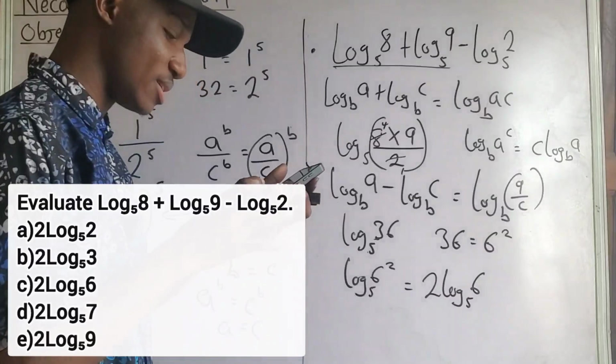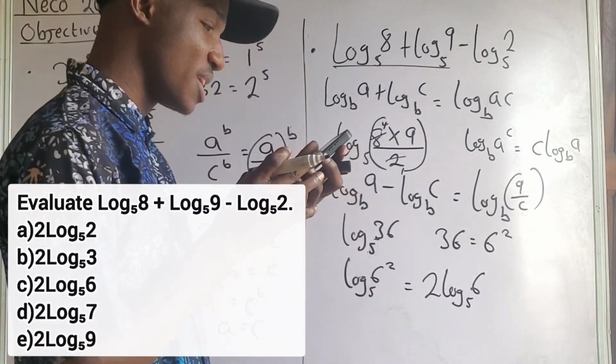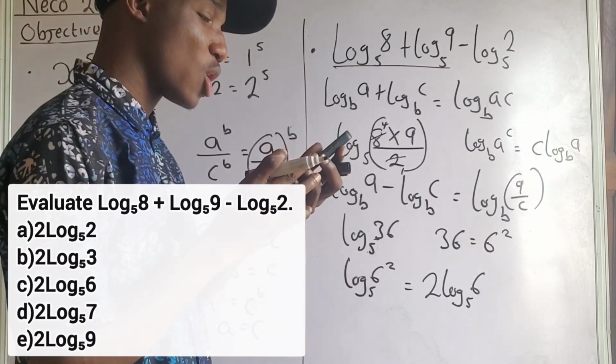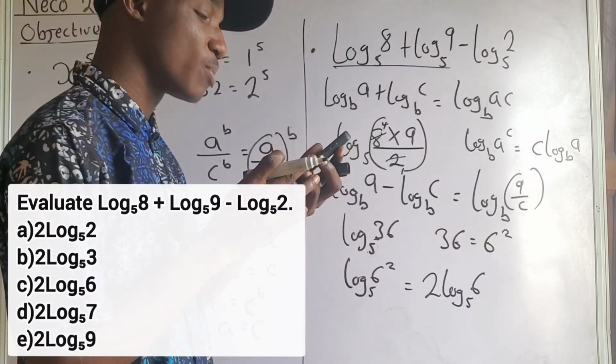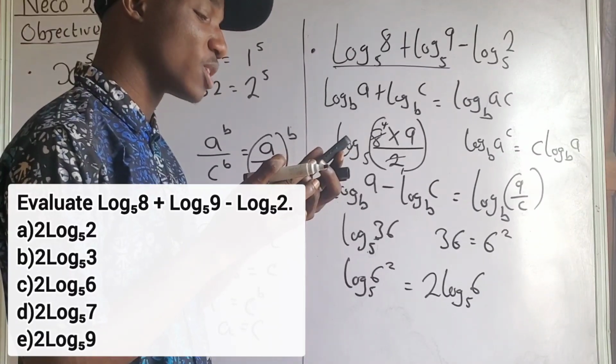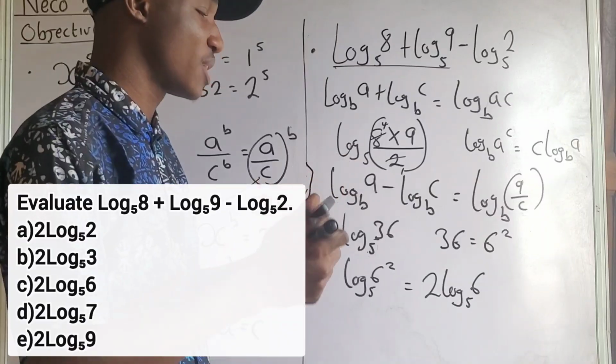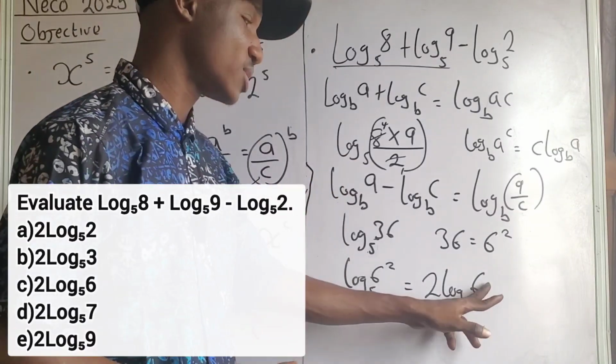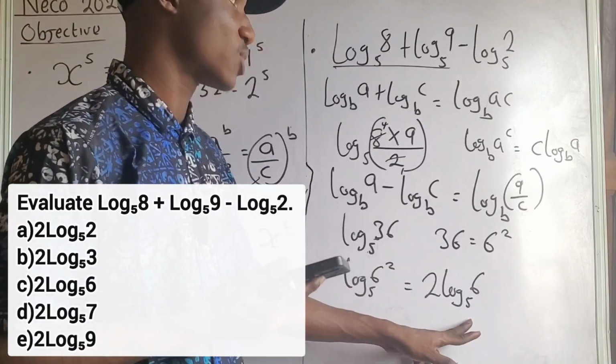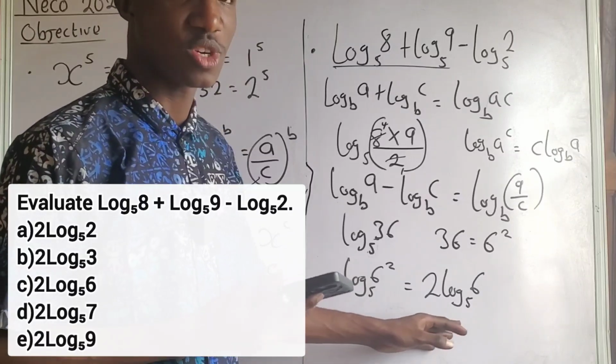Now, let us look at the correct option. Option A, we have 2 log 2 base 5. Option B, 2 log 3 base 5. Option C, 2 log 6 base 5. Option D, 2 log 7 base 5. Option E, 2 log 9 base 5. The correct option is 2 log 6 base 5. Option C is correct. Do you understand how I solved this question?